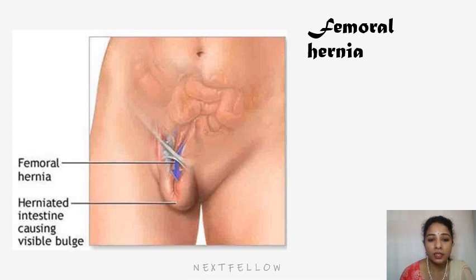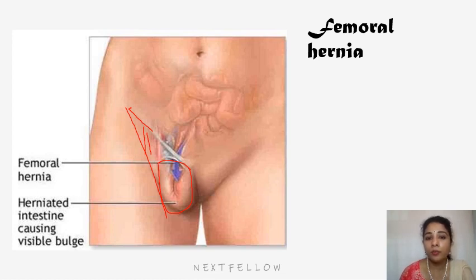So you can see here, this is the femoral hernia, where loops of the intestine protrude through the femoral ring into the femoral canal. And as the femoral vein and artery are superficial in this femoral triangle, the vessels are used for catheterization, for easy access, and also for administering drugs and nutrition. It is also used for coronary angiography.